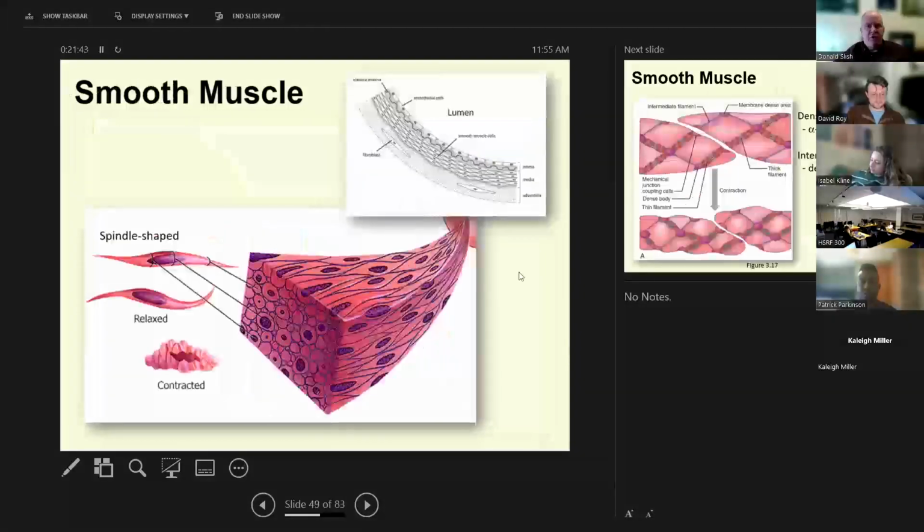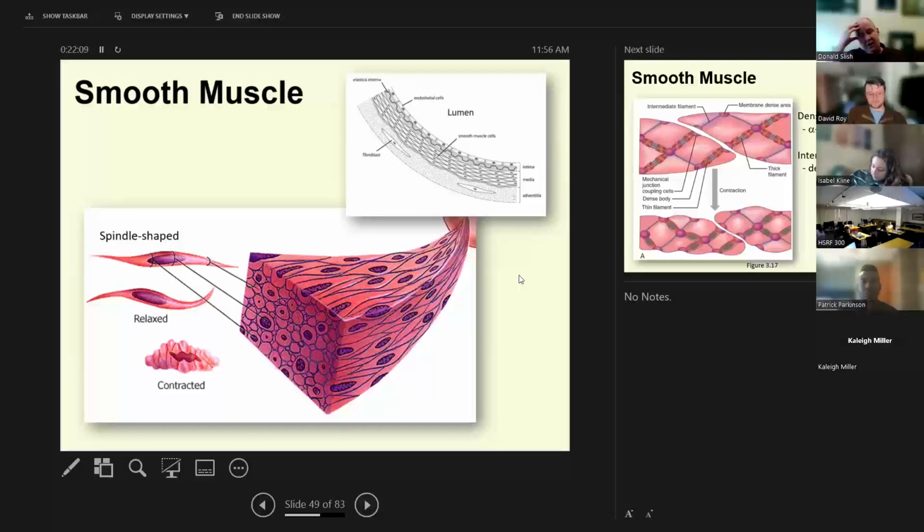Now, smooth muscle. Let's take a breath here, because smooth muscle is very different. This is going to be a very different conversation here. So smooth muscle, the nice thing about smooth muscle is it takes very little energy to contract it. Skeletal muscle and cardiac use a lot of ATP to contract. Smooth muscle, much less, but it's going to contract a lot slower.